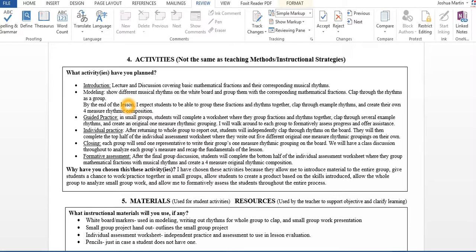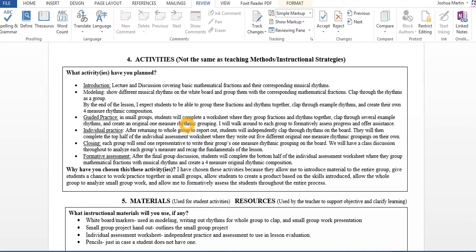After the introduction section, we'll go into guided practice. I'm going to do this through small groups. I'm going to give them a worksheet in their small group where they're going to see these fractions and rhythms and group them together as a group. They'll also clap through several example rhythms as a group, and then as a group they're going to create one original measure which they will be presenting to the class later on in the lesson.